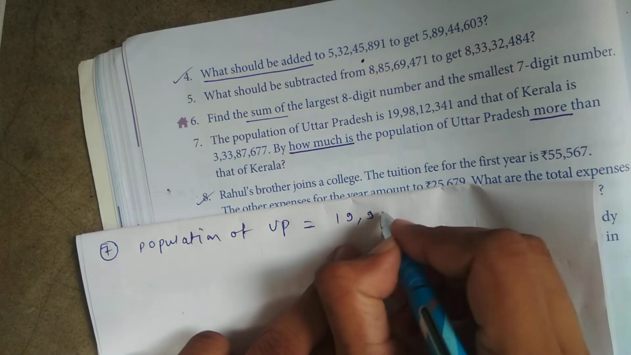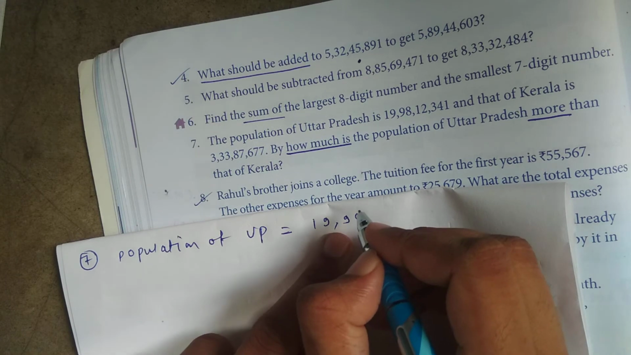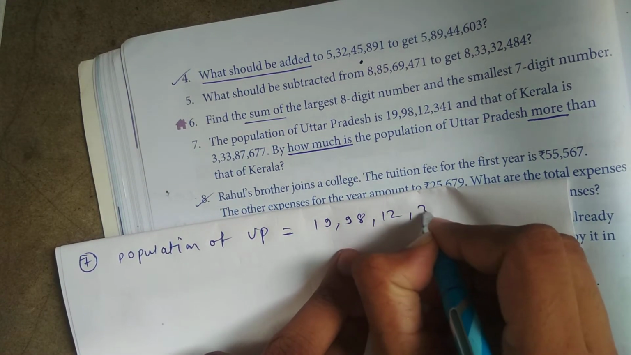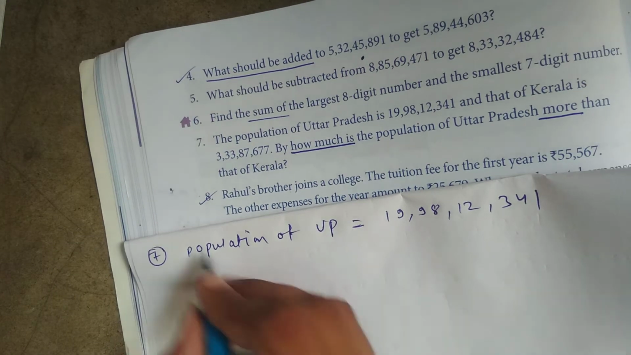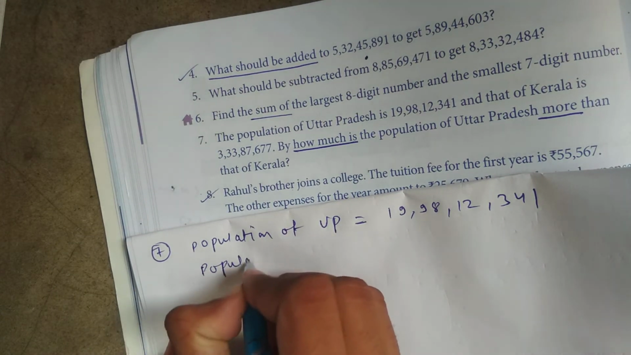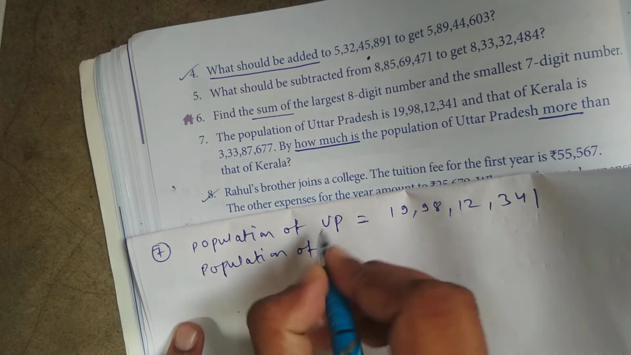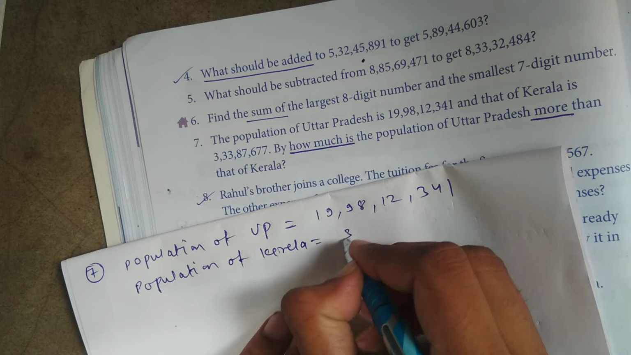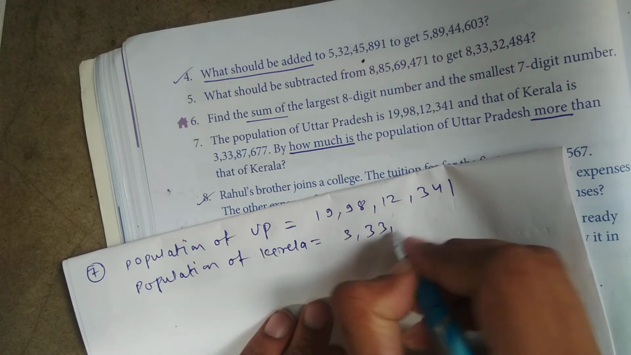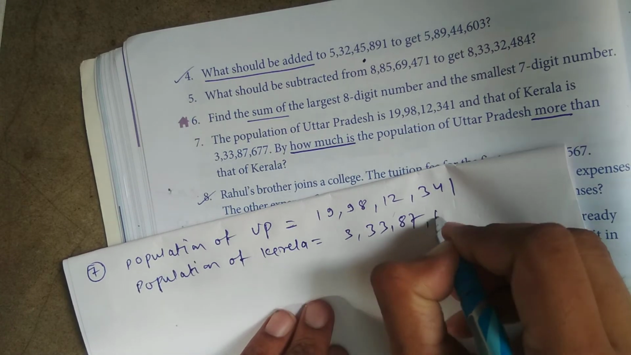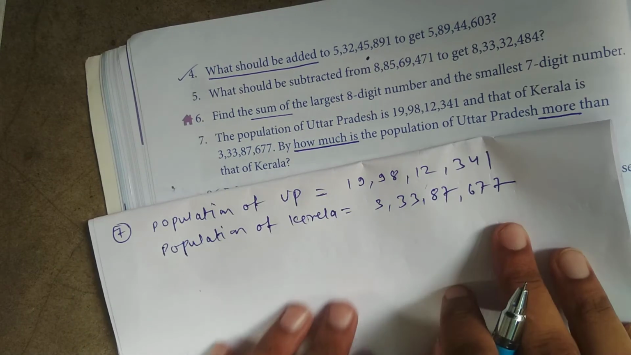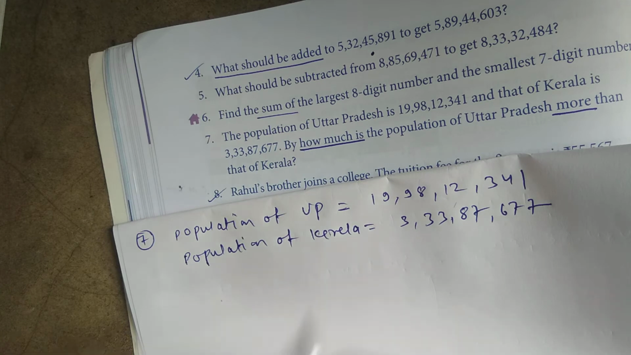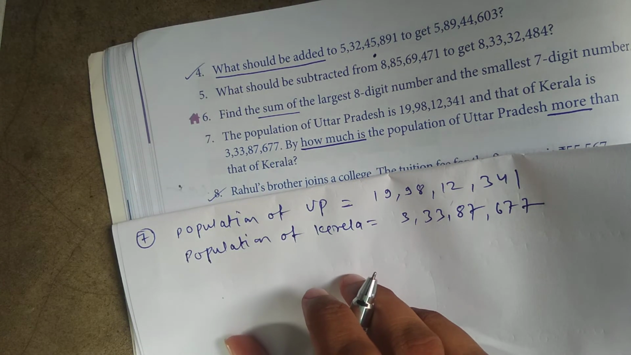19 crore 98 lakh 12,341. And what is the population of Kerala that is given? The population of Kerala is 57,607. Okay, and we have to find more. Okay, more means their difference.